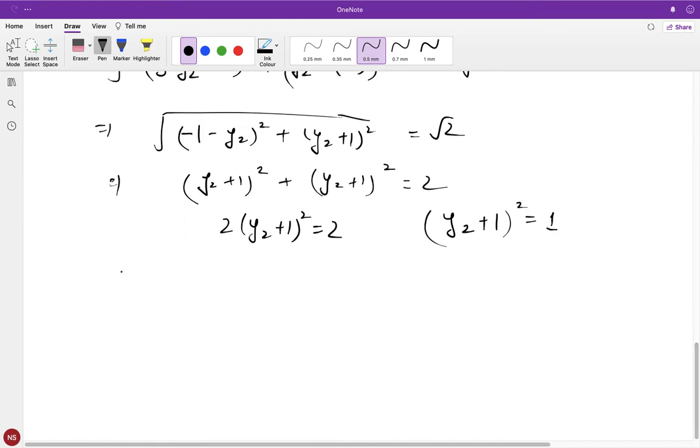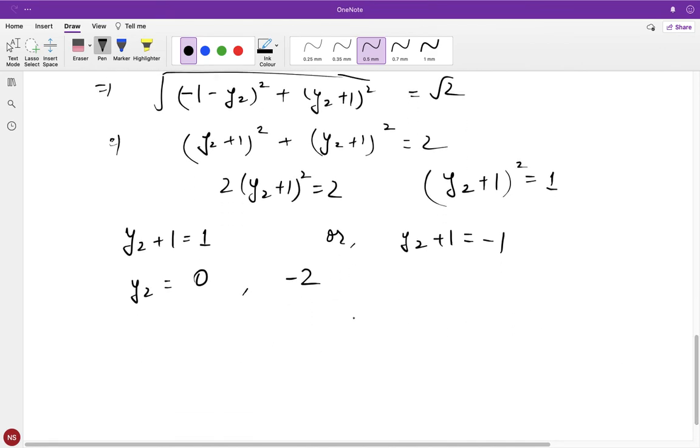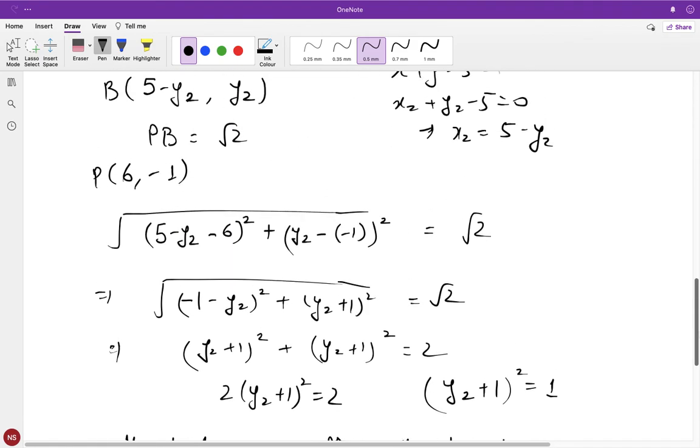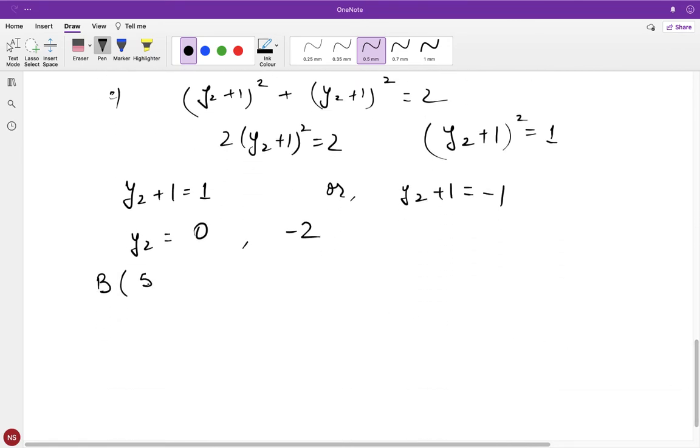This will give us two solutions. Either y2 plus 1 is equals to 1, or y2 plus 1 is equals to minus 1. In this case y2 is equals to 0. In this case y2 is minus 2. Let us see the values of B for both these points. B was given to me as 5 minus y2 comma y2. If 0 is the solution, then B becomes 5 comma 0. If minus 2 is the solution, B becomes 5 minus minus 2 is 7 comma minus 2.